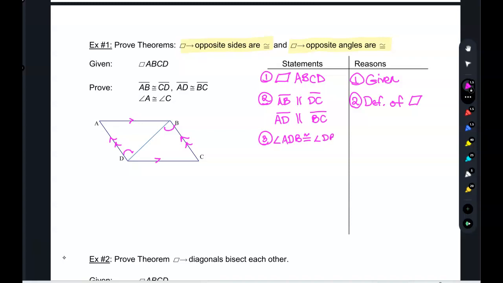Wait, are there any proofs in the quiz? There could be. No, the quiz, no, the test. Test, yes, for sure. What's the quiz? I don't know. I don't remember.